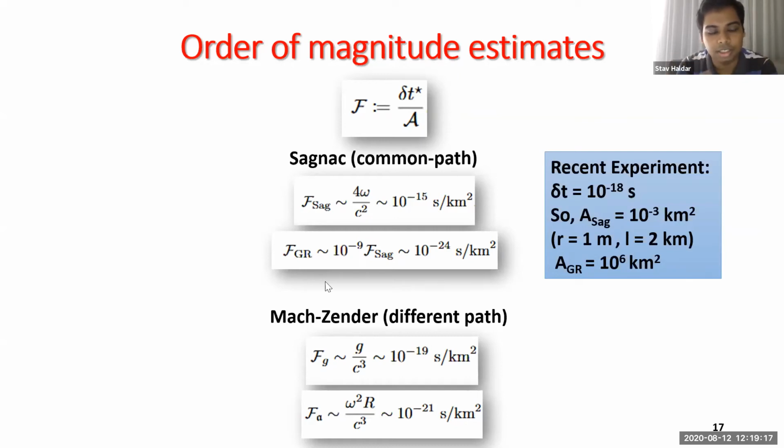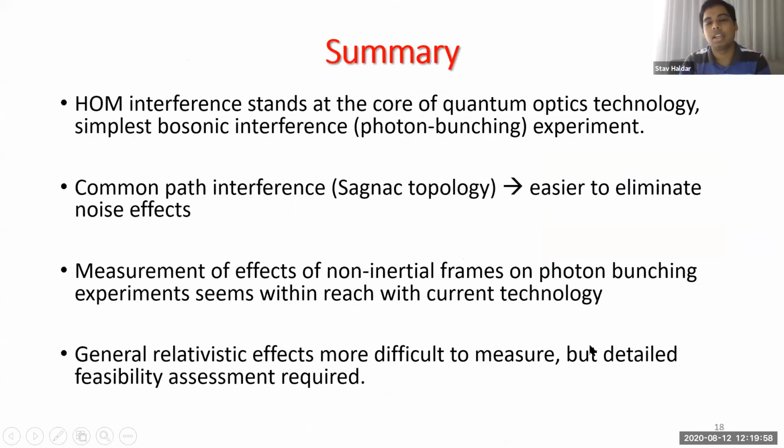But for the general relativistic terms, it's 9 orders of magnitude smaller. So it's very small, and you will need this large an area. But again, with this delta T improving, you can also improve the area. If you had, say, 10 kilometers of length and 100 meter radius, then you would be able to measure it, but you will need a lot more sensitivity. But it's within reach sometime in the near future. The Sagnac effect can be done now, for example, with the current efficiency. So that's all I wanted to say.